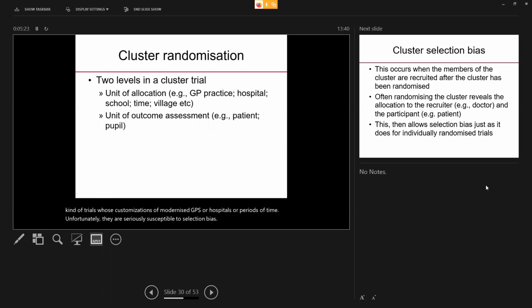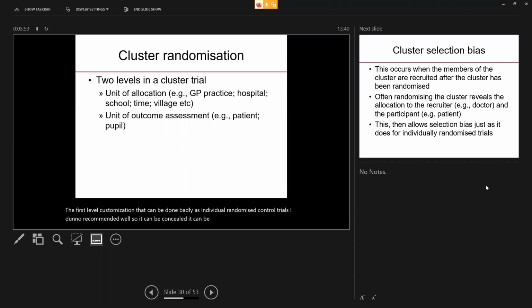This is because we have 2 levels in a cluster trial. We have the unit of allocation, such as a GP practice, a hospital, a school, time or village, etc. And then within that, we have the individuals on whom we undertake outcome assessment, such as the patient or the pupil. Now, the first level, cluster randomization, can be done badly, as individual randomized controlled trials are done, or it can be done well. So it can be concealed, it can be done properly.